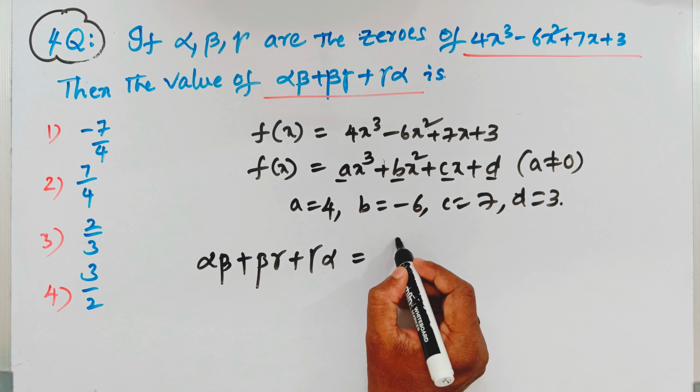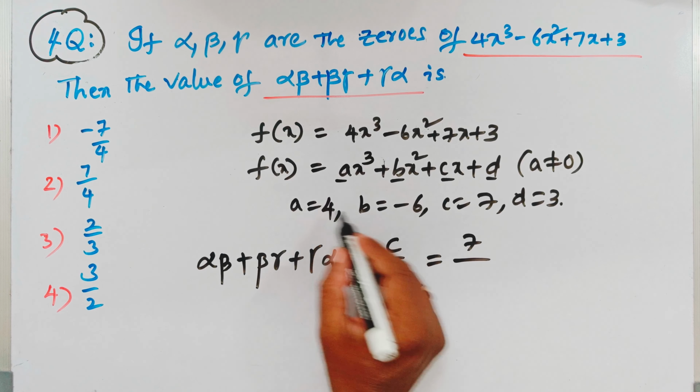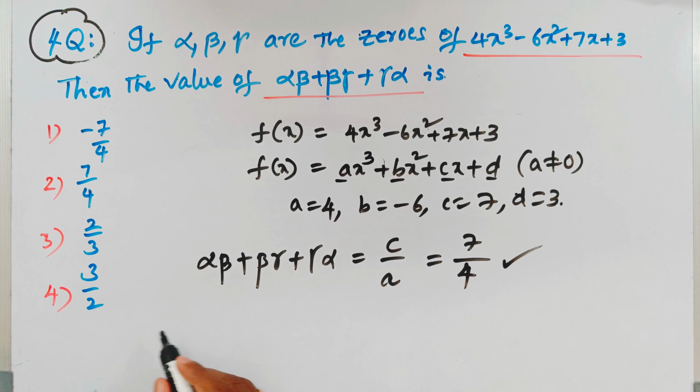So you have to find alpha beta plus beta gamma plus gamma alpha. The formula is c by a. Here c is 7 and a is 4, so 7 by 4 is our answer. So option 2 is the correct answer.